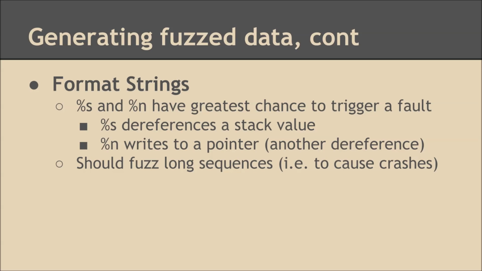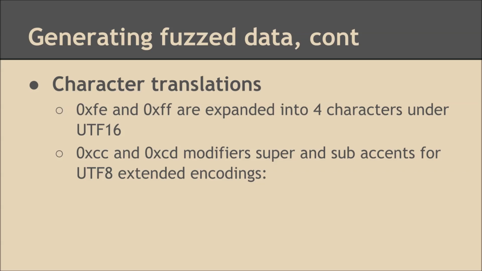We've covered format strings, so it's useful sometimes to fuzz them when you're dealing with C and C++ applications. As I said, %s dereferences a stack value, and %n writes to a pointer, which is yet another dereference. When fuzzing format strings, the longer is usually better, because with enough dereferences you're going to dereference something that's all zeros on the stack, and that's going to cause a seg fault, and that's going to be a good test case to analyze later to determine whether or not it's a vulnerability. These likely are.